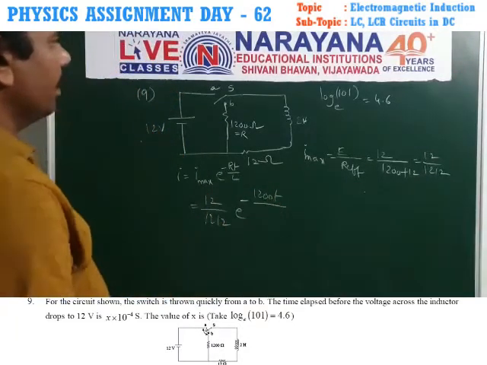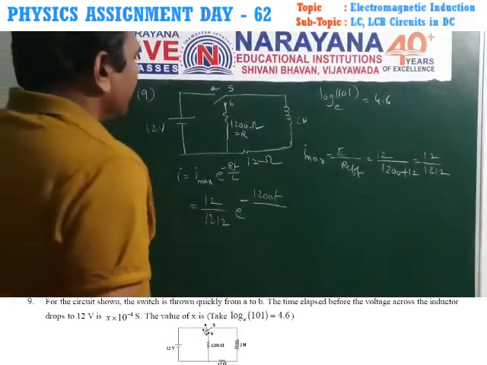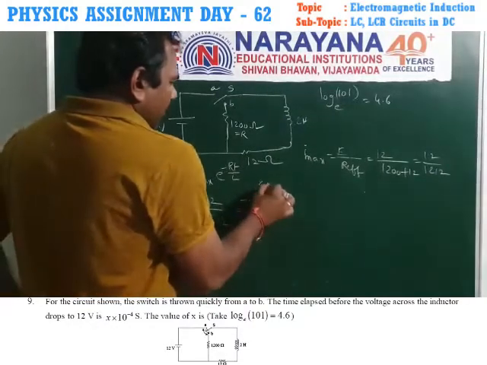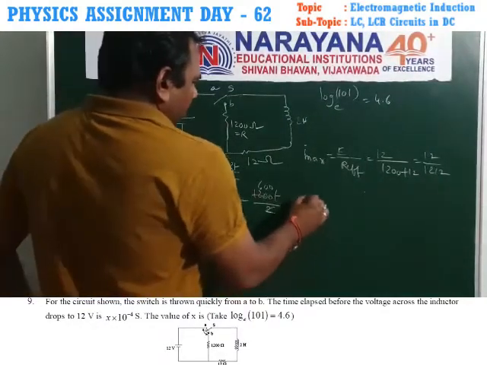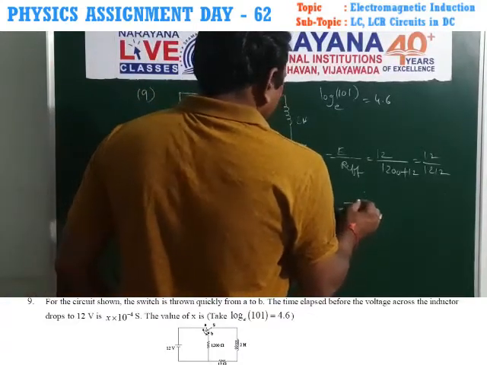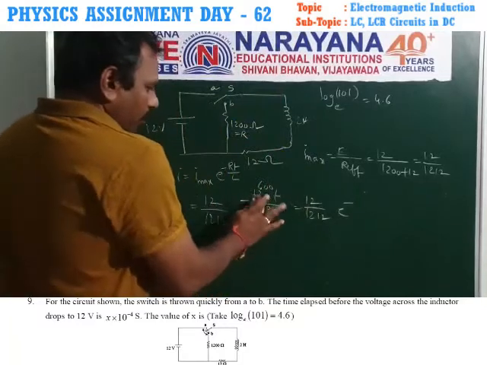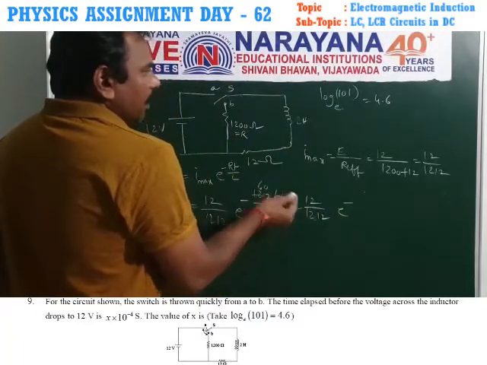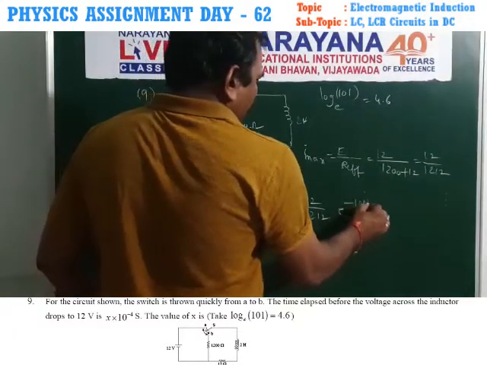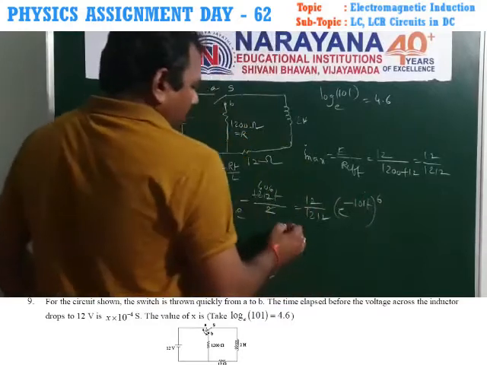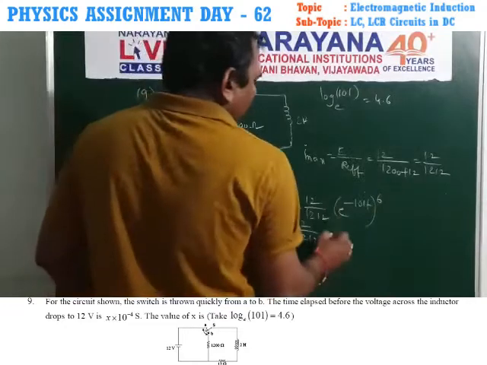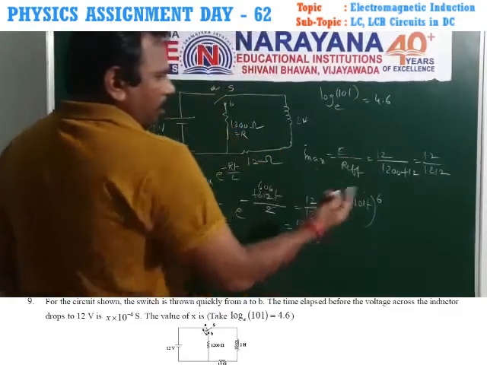So Rt by L. L value is 2, and the 600 times will be cancelled. So finally we get 1 by 101 into e power minus 600t, whole power 6 is there. So 12 by 12 into, this value becomes 4.6.